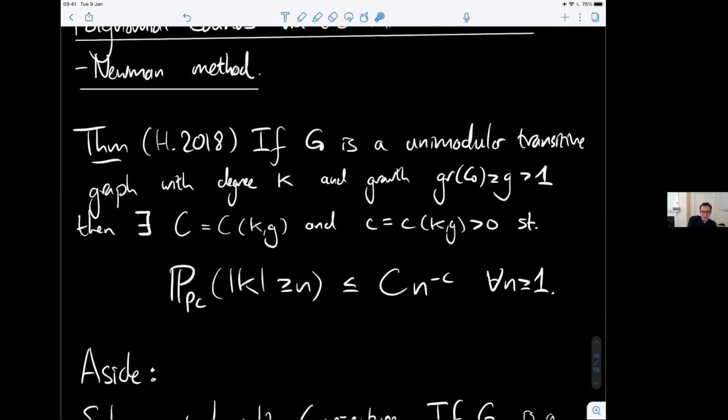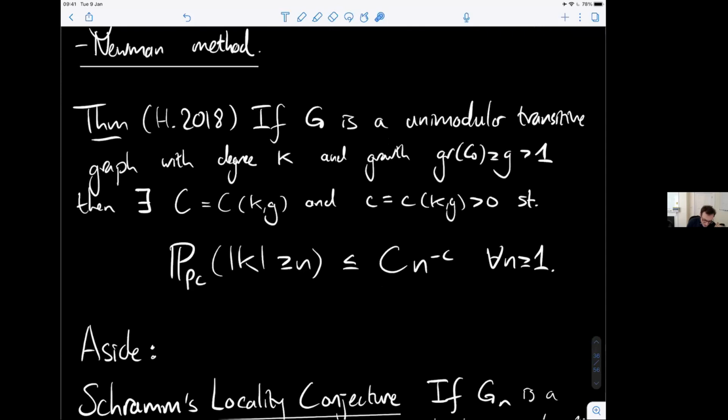What I want to tell you about today is the proof of the best thing that we can prove in this direction, which is that you always have power law upper bounds. I'm going to assume unimodularity. In the non-unimodular case, we actually understand much better. But the unimodular case, which includes Cayley graphs, seems to be harder. So G is a unimodular transitive graph of degree k, and it has exponential volume growth, let's say bigger than some g, which is bigger than 1. Then there exist constants that only depend on the degree and on the growth, such that you have this power law bound on the tail of the volume of the cluster at criticality.